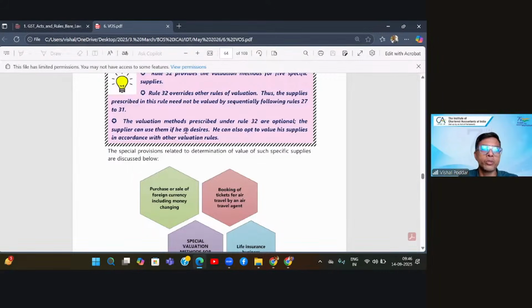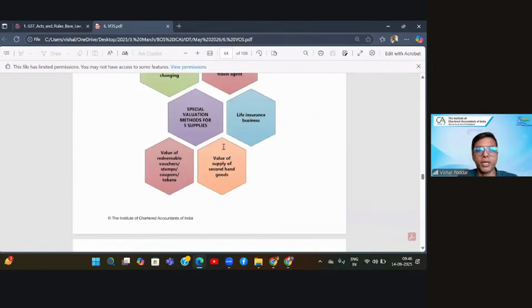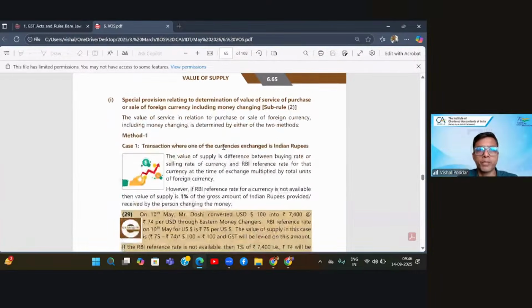The supplier can use them if he so desires, or he can also opt to value his supplies in accordance with other valuation rules. So what is important is you have the choice of following other rules. These rules are not compulsory, they are optional. Now, what are these supplies which are covered? Let us go to each of these supplies and find out the method of valuation.